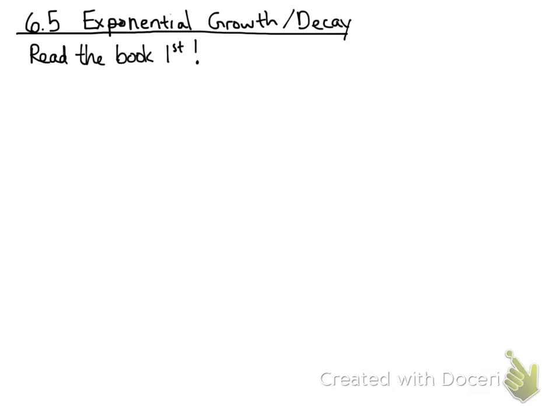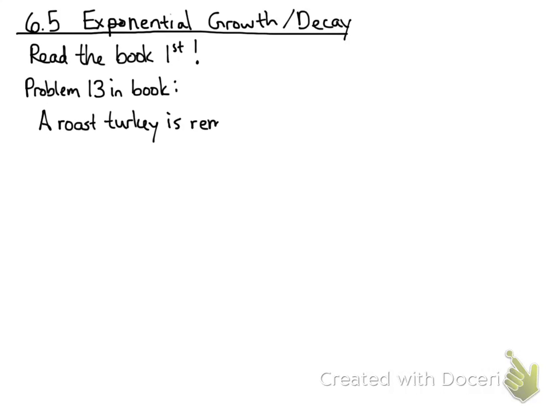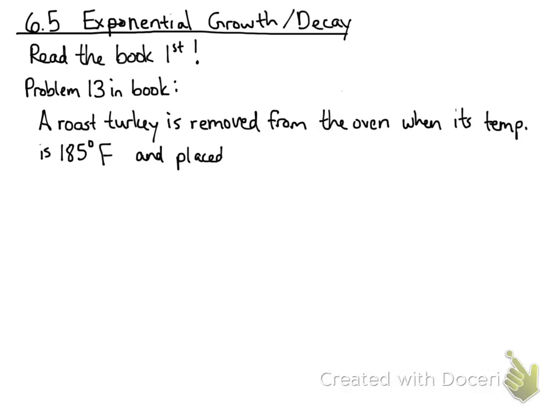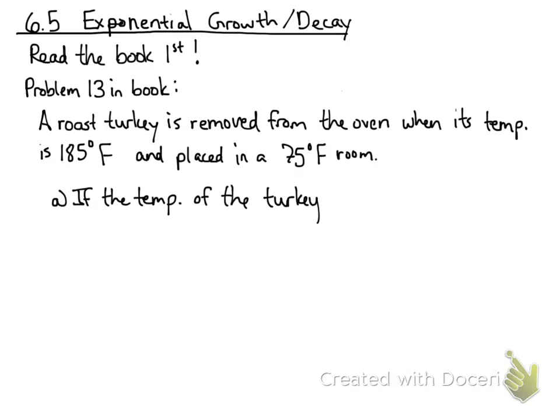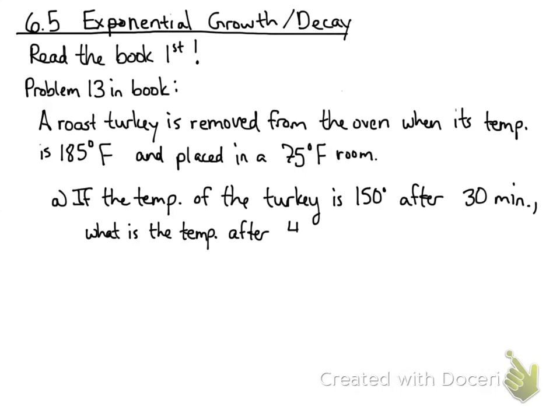So, read the book first. Okay, we're going to be doing problem 13 from the exercises in the book. It says a roast turkey is removed from the oven when its temperature is 185 degrees Fahrenheit and it's placed in a 75-degree room. The first thing they want to know is, if the temperature of the turkey has cooled to 150 degrees after 30 minutes, what's the temperature after 45 minutes?